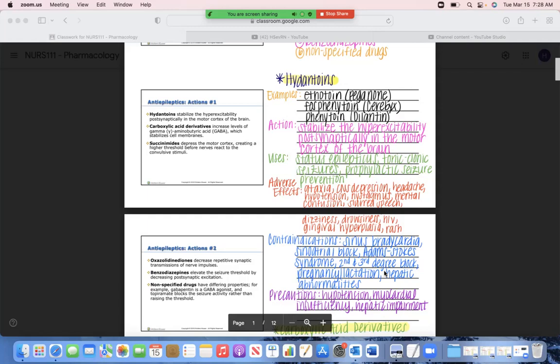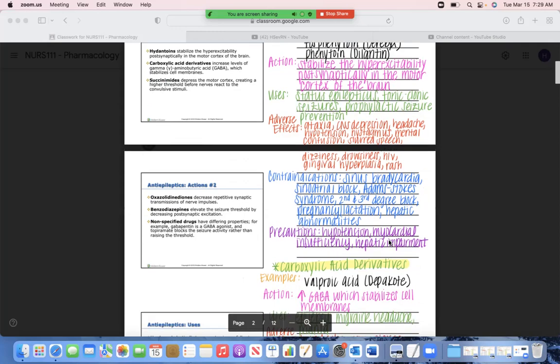Adverse effects of hydantoins: ataxia, central nervous system depression, headache, low blood pressure, nystagmus, which is where the eyes are darting back and forth and they're unable to focus, mental confusion, slurred speech, dizziness, drowsiness, nausea and vomiting, gingival hyperplasia, and rash. Adverse effects of hydantoins.